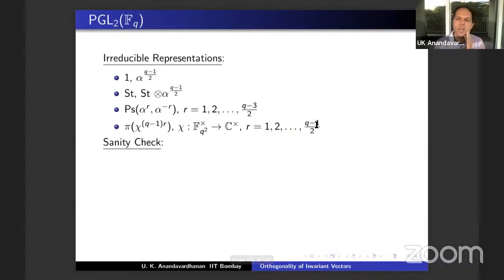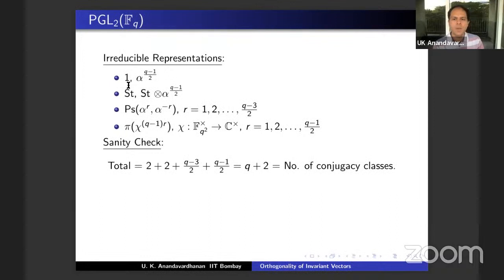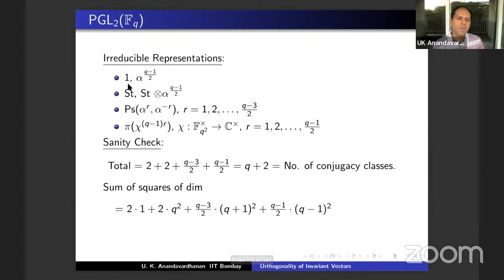Let's do a sanity check. There are two famous things in basic representation theory, maybe in lecture 3 or lecture 4 of an MSc representation theory course. It will be proved that the number of irreducible representations is the number of conjugacy classes, and the sum of squares of dimensions of irreducible representations is the cardinality of the group. So let's do that sanity check. This is Q minus 1 by 2 plus Q minus 3 by 2 plus 2 plus 2. And that is the total, which is Q plus 2, which is exactly the number of conjugacy classes, as one can check.